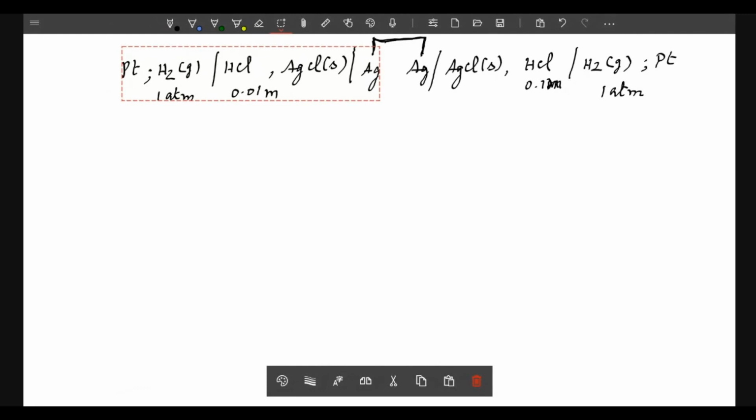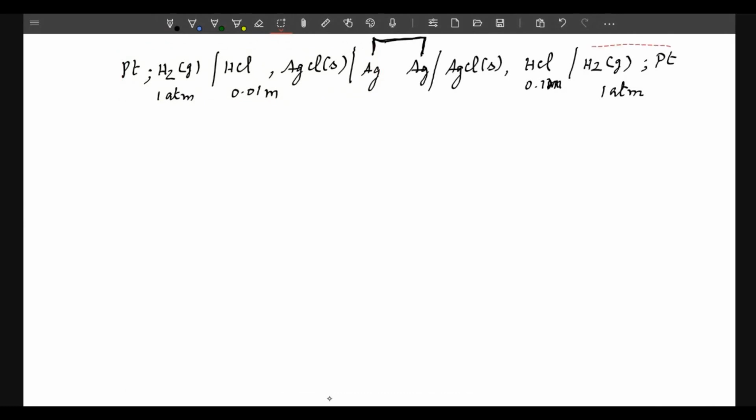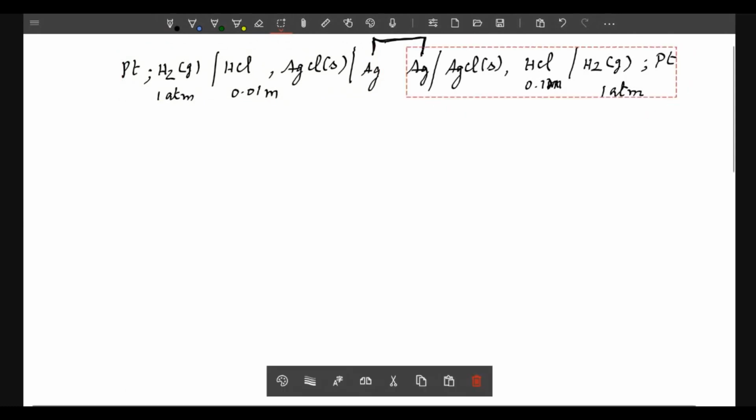But their concentrations are different. If you consider this part and that part, their concentrations are different. Therefore, this EMF and that EMF are different. Connect these two cells in series and you will get another net EMF. That is also called an electrolyte concentration cell.